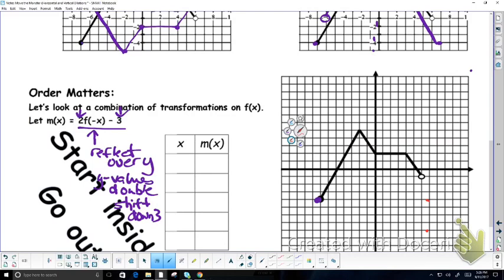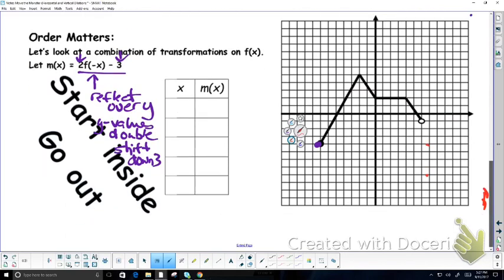Then I have to shift it down 3. So now I've got to count down 3 more. So 1, 2, and here's where the point's actually going to end up. So that was 3 changes I had to make before I was actually ready to graph that graph. So let's try another point. Let's try this point right here.